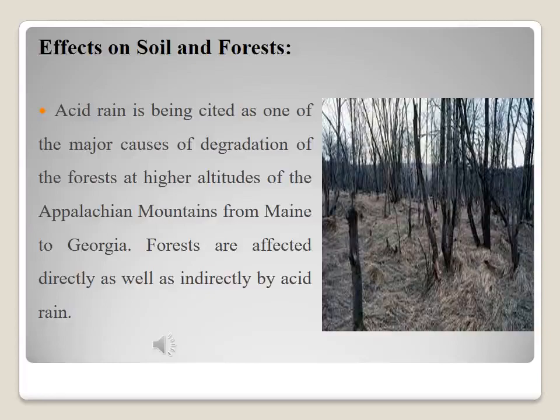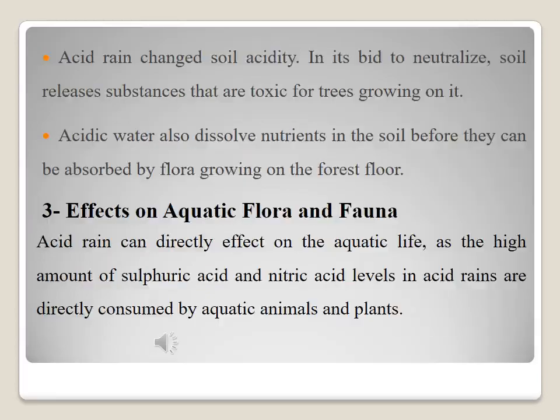In the cultivated areas, limestone may also be added to increase the ability of the soil to keep the pH stable. Acid rain changes soil acidity. In its bid to neutralize, soil releases substances that are toxic for trees growing on it. Acidic water also dissolves nutrients in the soil before they can be absorbed by flora growing on the forest floor.